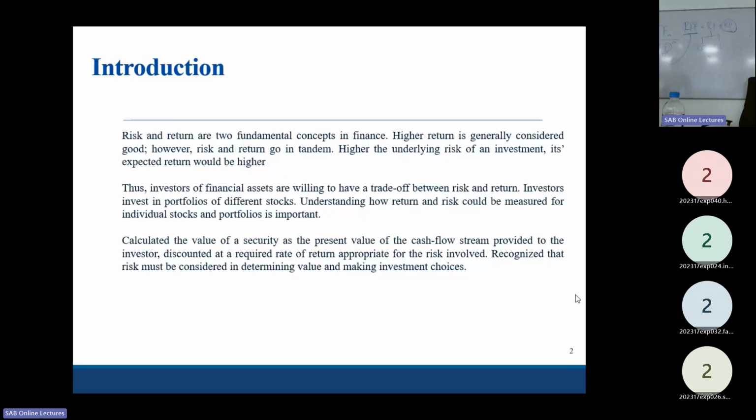Because risk and return go together. The higher the risk, the higher the expected return; the higher the risk. So as a normal, rational, logical investor, you are always a risk-averse person.